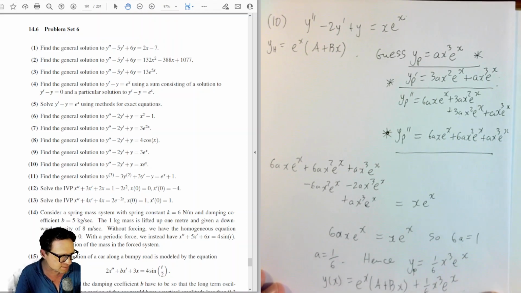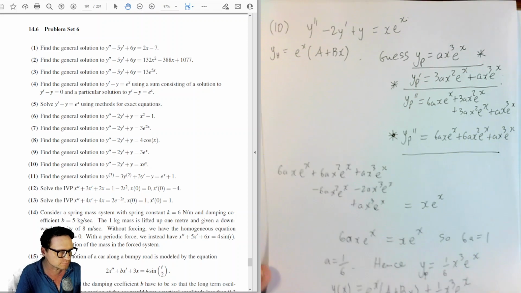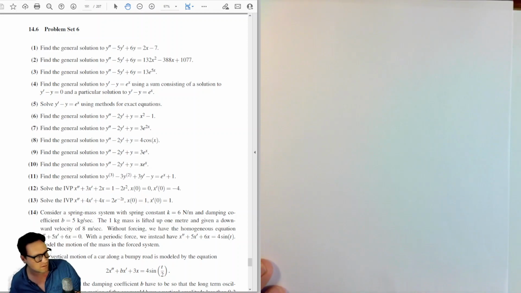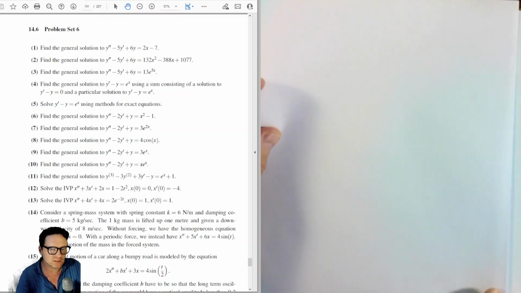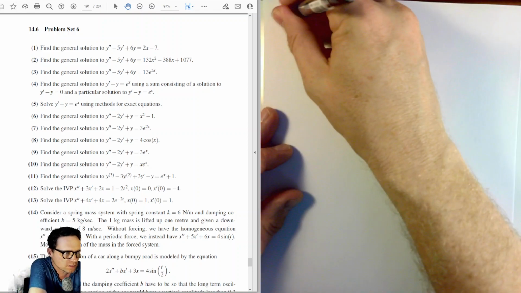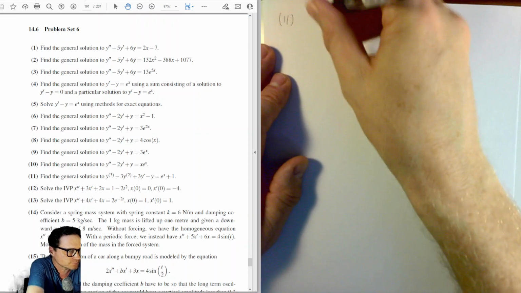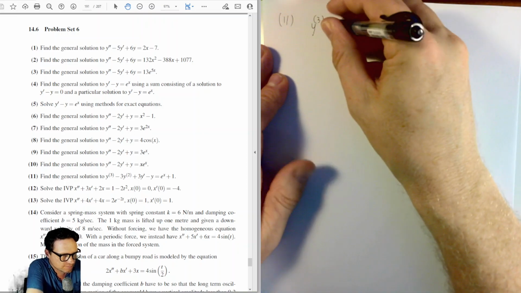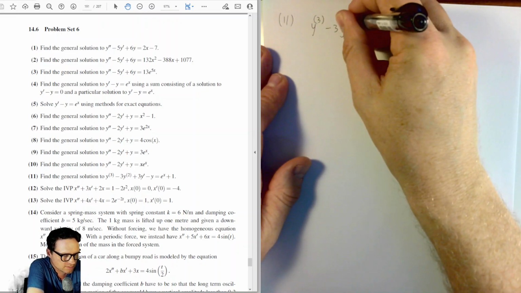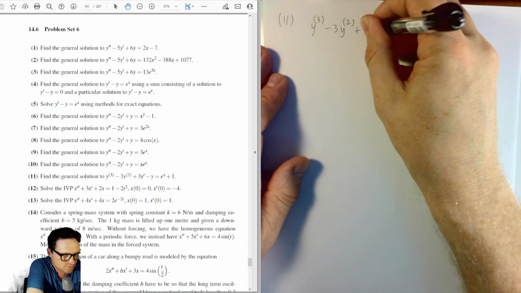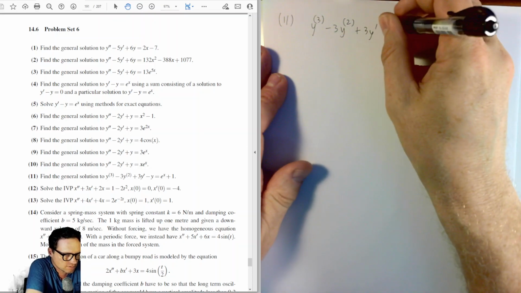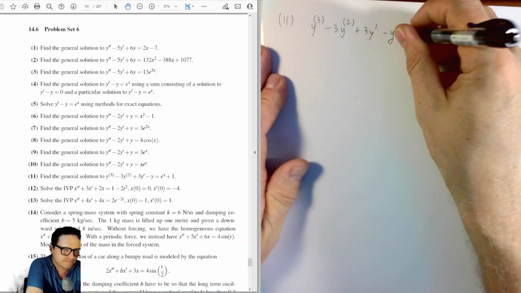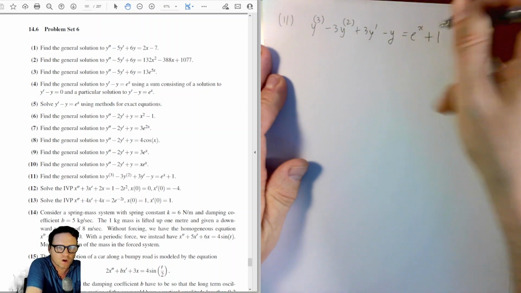All right, fantastic. Let's move on to question 11, where we have a third order linear differential equation. Okay, this one looks a little bit tricky. So 11 says y''' - 3y'' + 3y' - y = e^x + 1.